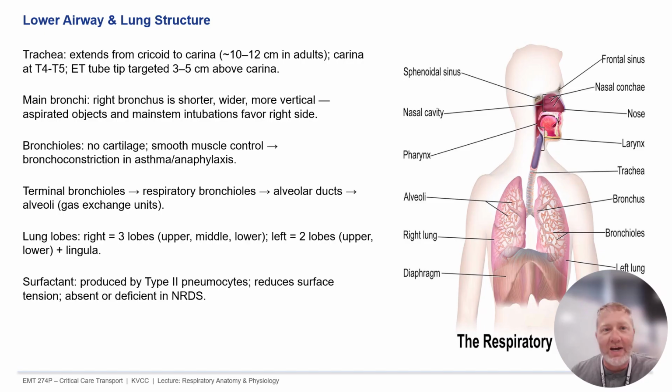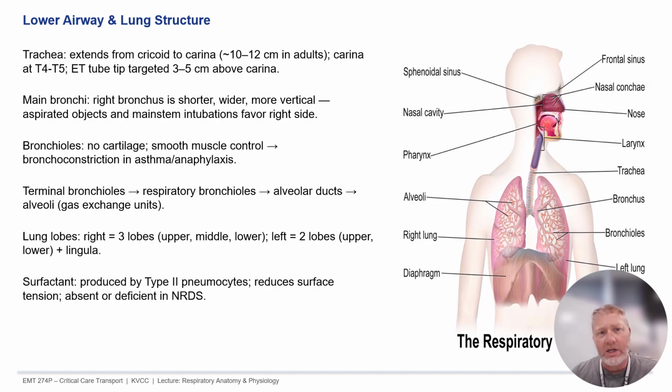Quickly moving on down to the lower airway, we've got the trachea, which runs about 10 to 12 centimeters from the cricoid cartilage to the carina. In adults, the carina sits at roughly the T4 to T5 level, which corresponds to the angle of Louis on the chest wall. When you place an endotracheal tube, you should target 2 to 3 centimeters above the carina, confirmed at 21 to 23 centimeters at the lip in most adults.